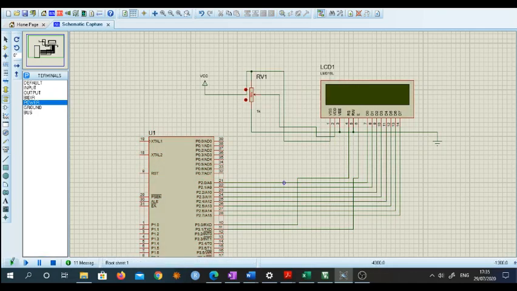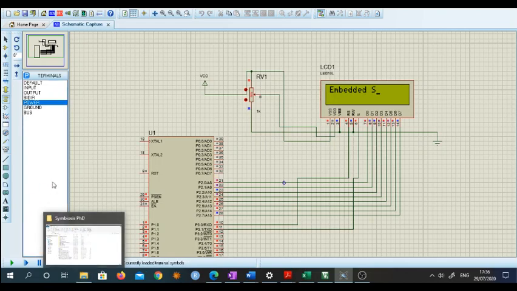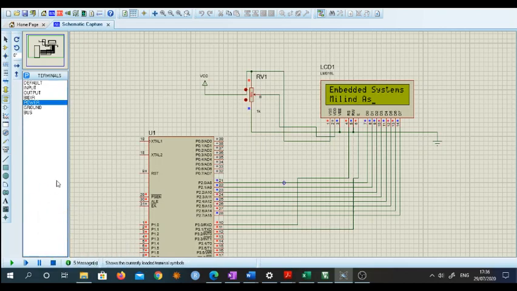Now if I run it, you observe it will display embedded system by Milind Ashok Nathu, then clear the display, and show subscribe to my YouTube channel. This is the way we can write the programs. So this is a very nice simulation which we can observe in Proteus.